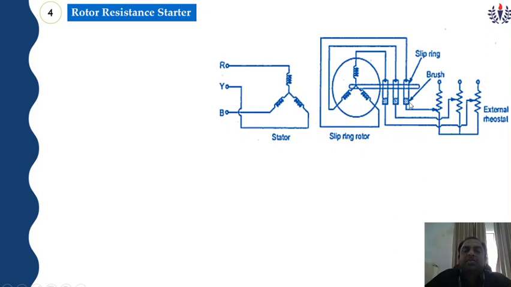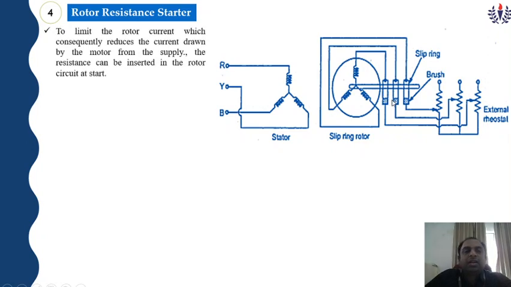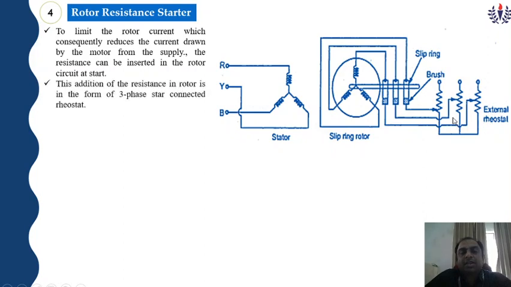These slip rings have brushes also. The contact of the brushes is connected in series with an external rheostat. There are three rheostats, that is nothing but variable resistance, which we are taking, and the slip rings are short circuited with brushes to limit the rotor current, which consequently reduces the current drawn by the motor from the supply. Therefore the resistance can be inserted in the rotor circuit at start. This addition of the resistor in the rotor is in the form of a three-phase star connected rheostat.